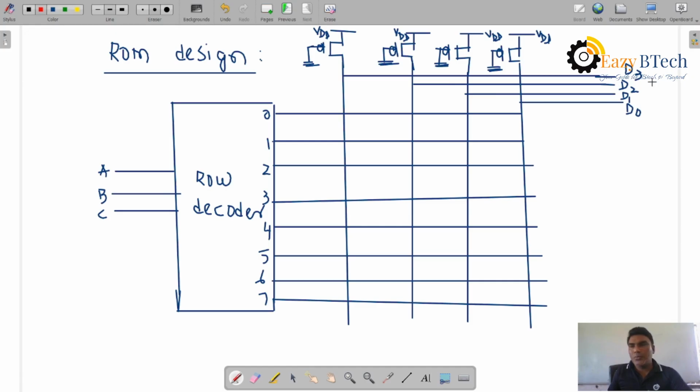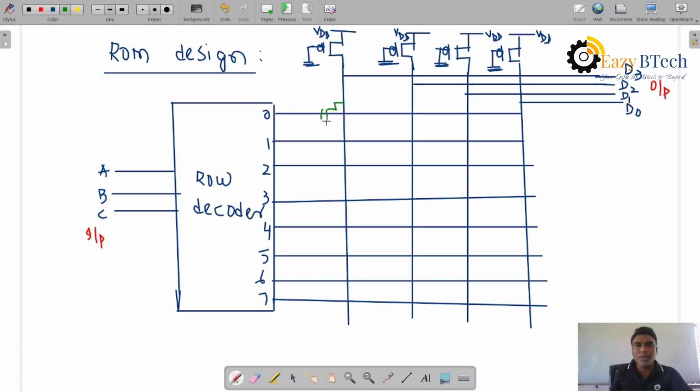These are the data outputs. Data output lines. According to the address, these are the input lines. So each address location has data stored here. Let me take the transistors that are here.